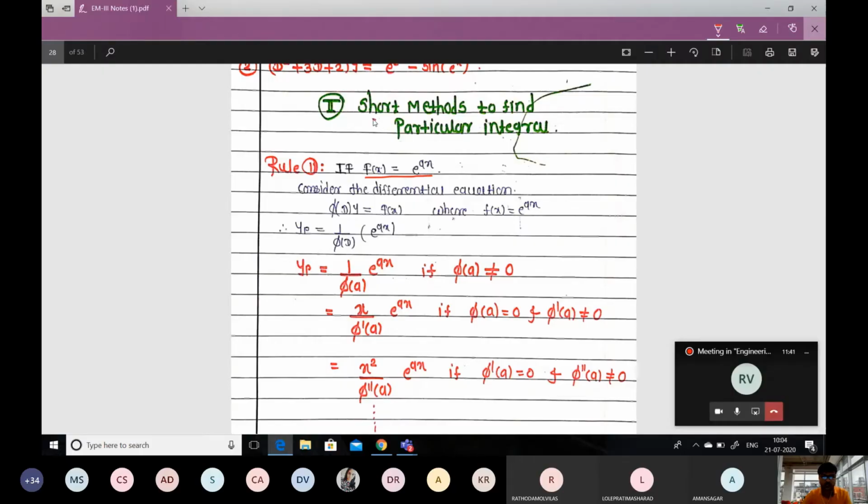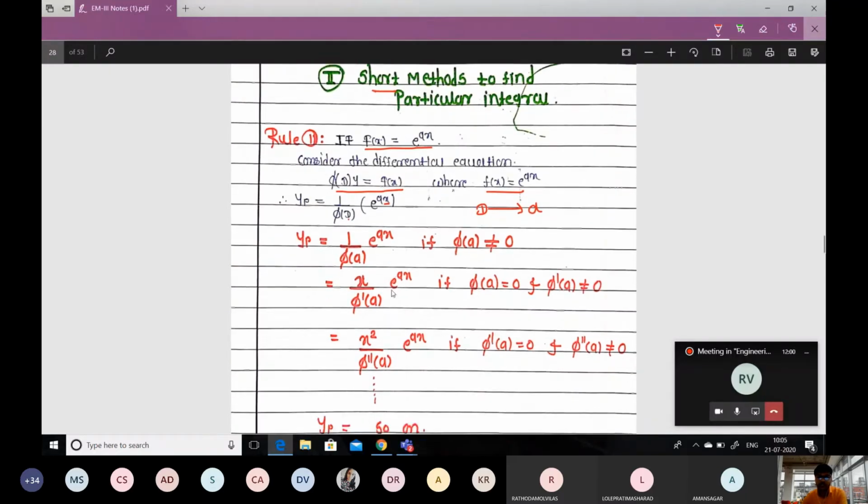E to the power x, the first shortcut method. Consider the given differential equation as phi of D times y is equal to f of x, where f of x is e to the power ax. In that case, simply you have to replace that D by a. Here a is the coefficient of x.